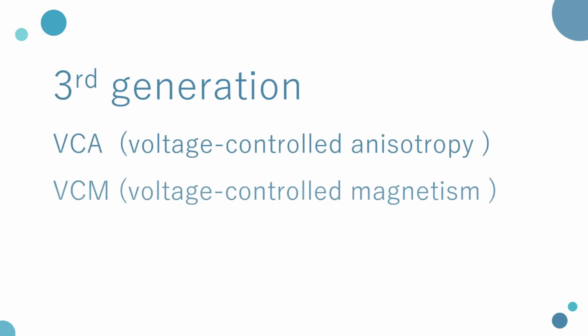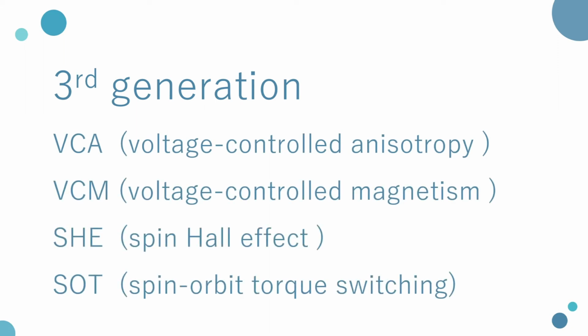A number of physical phenomena are under investigation for use in third generation MRAM, including voltage-controlled anisotropy, voltage-controlled magnetism, spin Hall effect, and spin-orbit torque switching. The potential for improved MRAM scaling and performance comes from the idea that switching could be accomplished while passing little or no electrical current through the MTJ device. However, each effect has challenges to overcome for use in practical MRAM circuits. Some examples of those challenges are as follows.